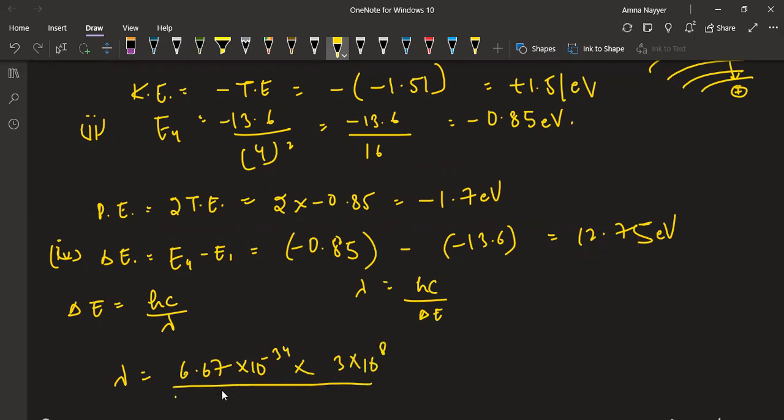This energy is 12.75. Now I convert electron volt, so that will be 1.6 into 10 to the power minus 19. This much, whatever answer you'll get in terms of meter, angstrom, Fermi meter, any unit you can answer.